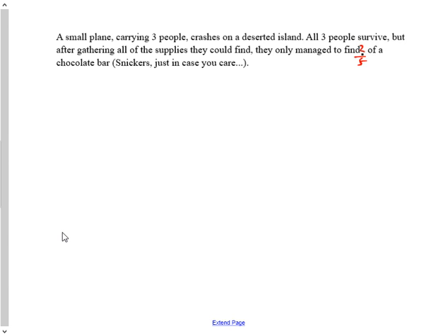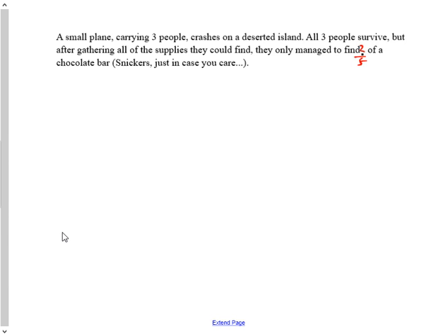This is your last review of different story problems that you may or may not find on your summative test. The first question is a pretty classical one. It says a small plane carrying 3 people crashes on a deserted island. All 3 people survive, but after gathering all of the supplies they could find, they only managed to find 2/5 of a chocolate bar. Snickers, just in case you care.